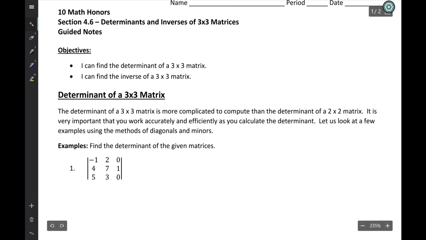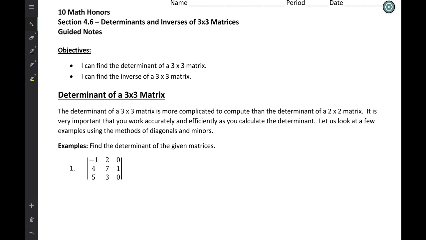The determinant of a 3x3 matrix is way more complicated to compute than the determinant of a 2x2 matrix. It is very important that you work accurately and efficiently as you calculate these determinants. The best way to go through and show you guys how to do this is to just do some examples. They get kind of crazy.